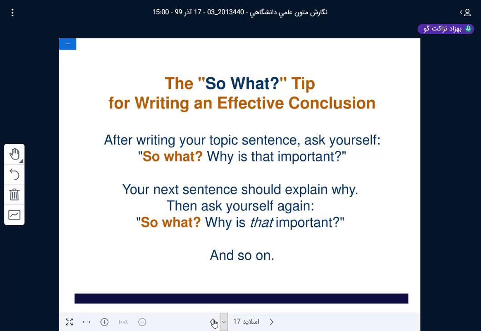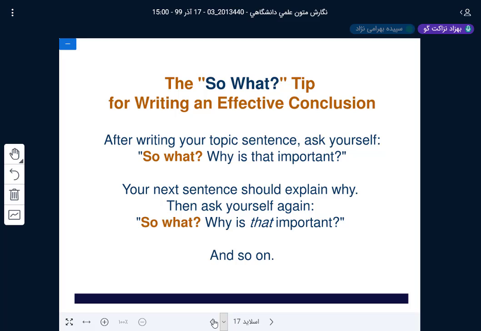So then we have the so what tip for writing an effective conclusion. When you leave the reader to think about something, the reader will say, so what? And the answer to this so what is our next sentence. Go on, which will explain why we ask ourselves again, so what? And why is it important? Go on, please. Okay, from the top.